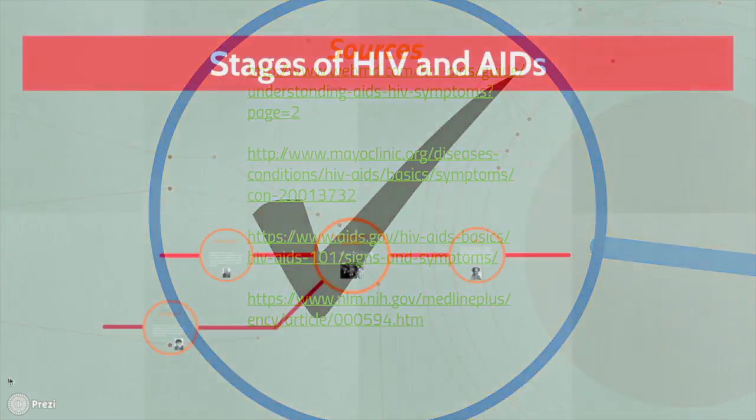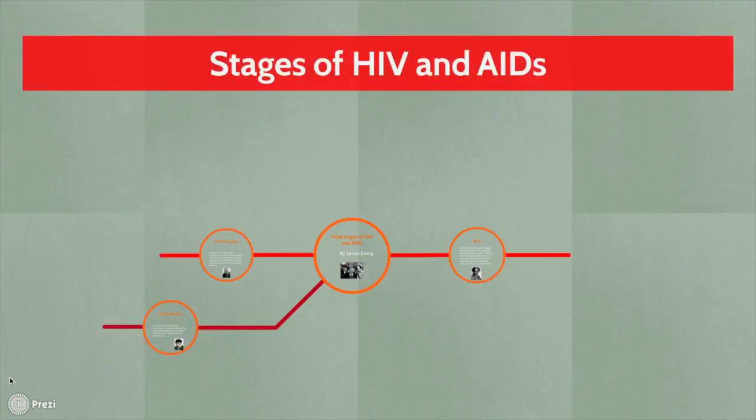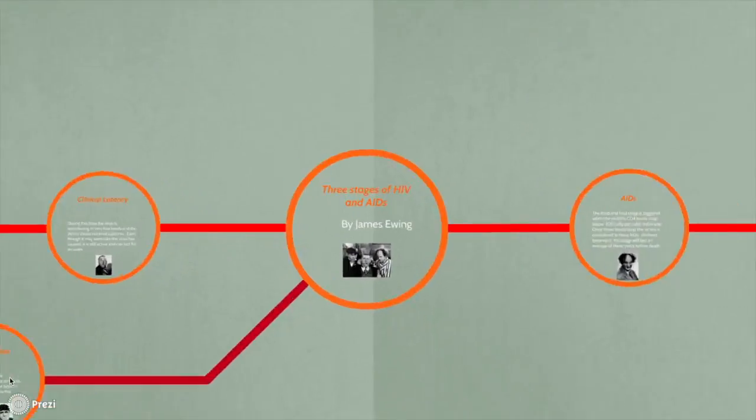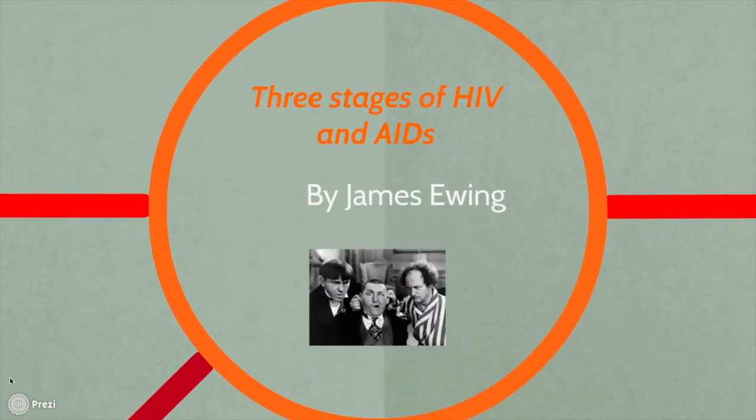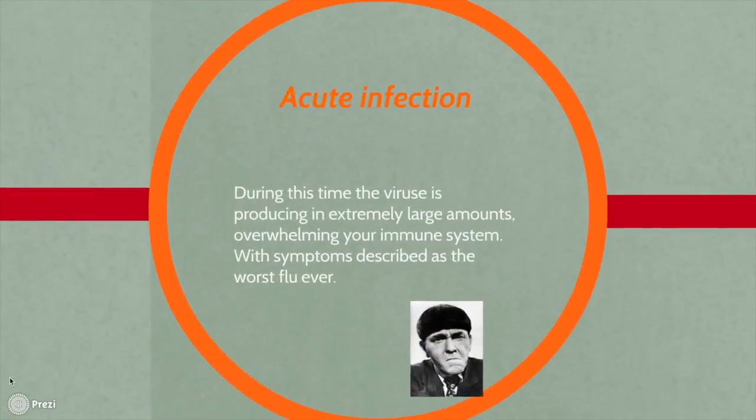The 3 stages of HIV and AIDS. There are 3 stages to HIV and AIDS, which include acute infection, clinical latency, and finally AIDS. Acute infection. During this stage, the virus is reproducing at a very high rate in the victim's body. The virus is overwhelming your immune system.